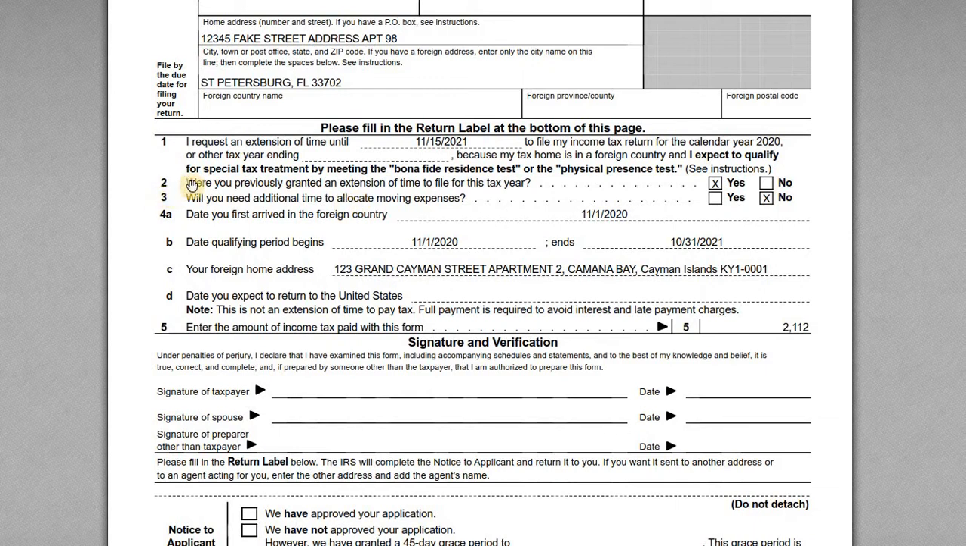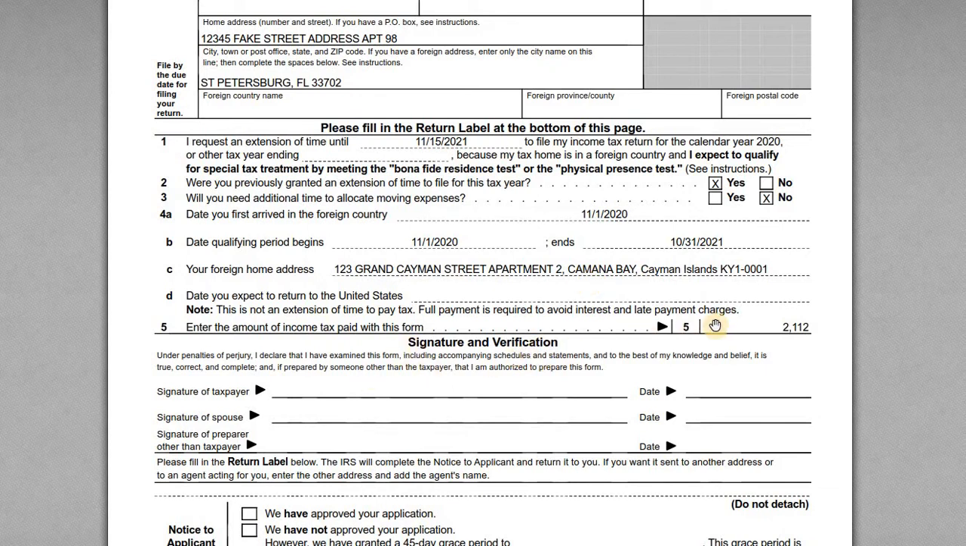Right. So question 2, were you previously granted an extension? Yes, right, because he filed the 4868. He doesn't need more time to allocate moving expenses, so that's just no. 4A, the date he first arrived in the foreign country, November 1st, 2020. And then again, here's the qualifying period. So November 1st, 2020 through October 31st, 2021. That's the date he's shooting for. And then we have his home address down here. And then date expected to return to the U.S. You can leave it blank. I mean, if he has no expectation of coming back anytime soon, just leave it blank.